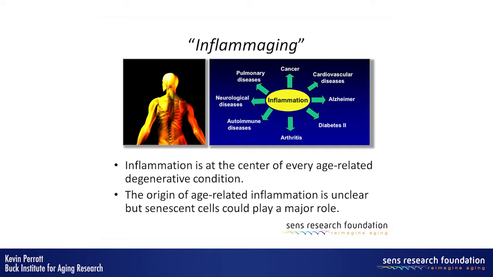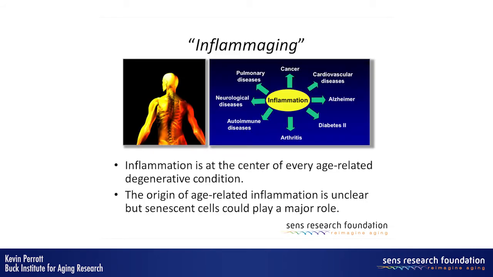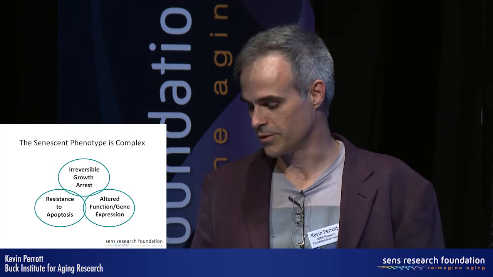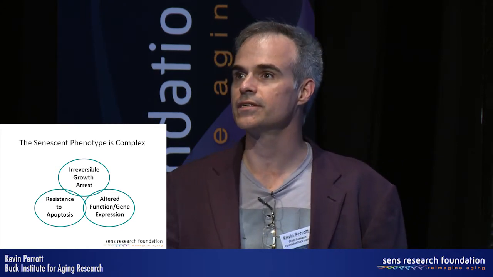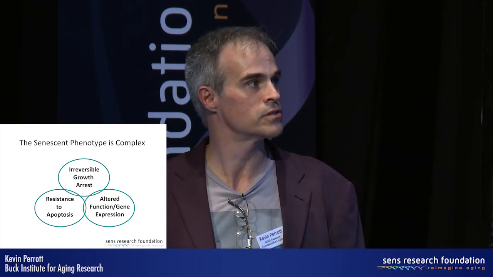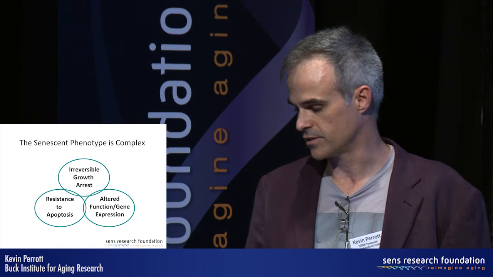So inflammaging you've already heard about, but it bears repeating because inflammation is at the center, or pretty much the core of almost every degenerative disease that we experience as we age. However, its origins remain unclear, although senescent cells have been proposed to be a part of that. The senescent phenotype is, again, I'm just going over old ground, essentially irreversible growth arrest in response to some cellular damage. There is a resistance to apoptosis, as well as altered gene expression, of which the SASP is a component as well.